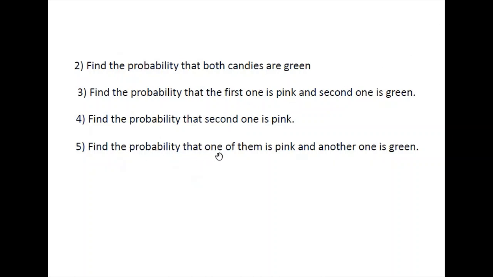Find the probability that one of them is pink and another one is green. What is the difference between number 3 and number 5? In number 3, we know that the first one is pink and the second one is green, but in number 5, we just know one of them is pink. We don't know if pink is the first one or the second one, and another one is green.